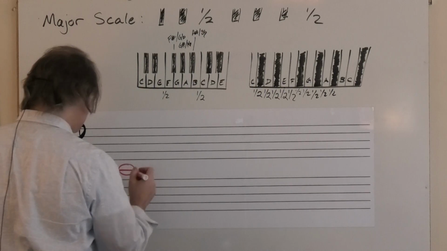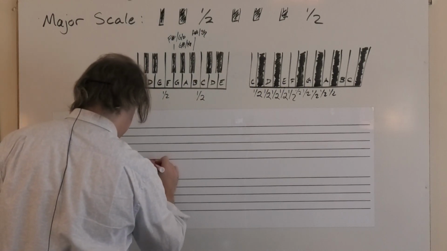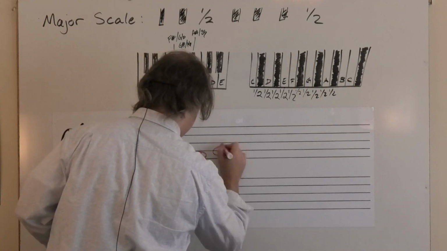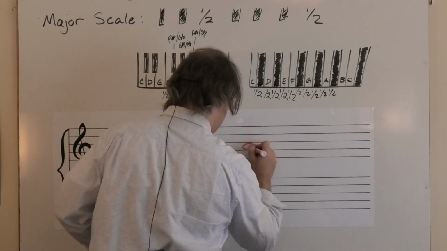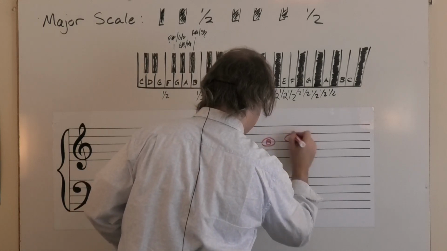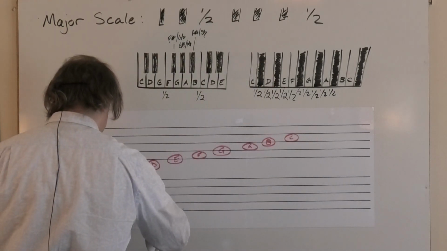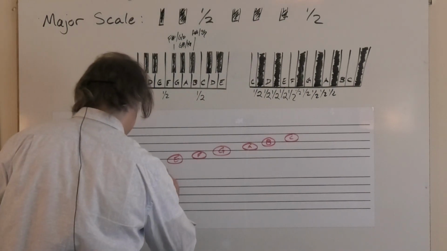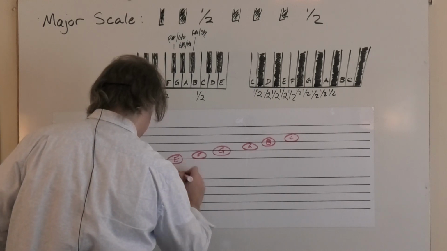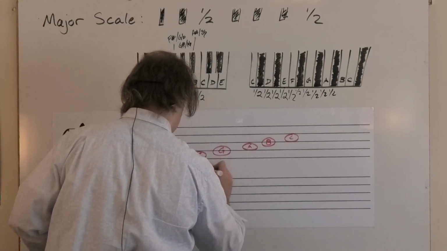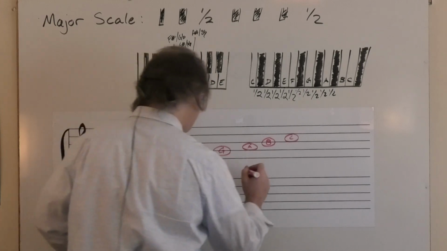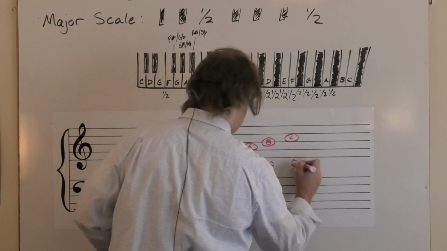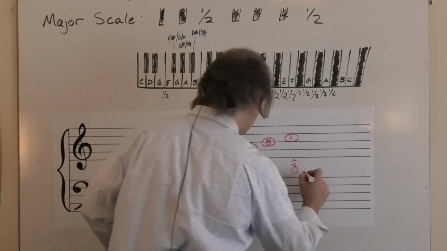C, there's no step, it's just a C. D, all white keys. E, F, G, A, B, and then C again. So we have scale degree 1. That little hat means scale degree 2, scale degree 3, scale degree 4, scale degree 5, scale degree 6, scale degree 7, and scale degree 8. But there is no scale degree 8. That's really scale degree 1.